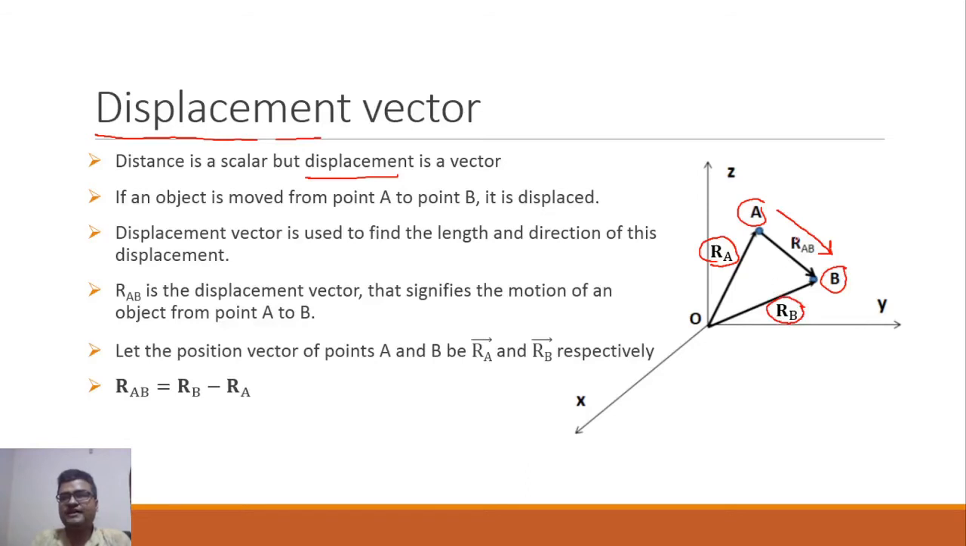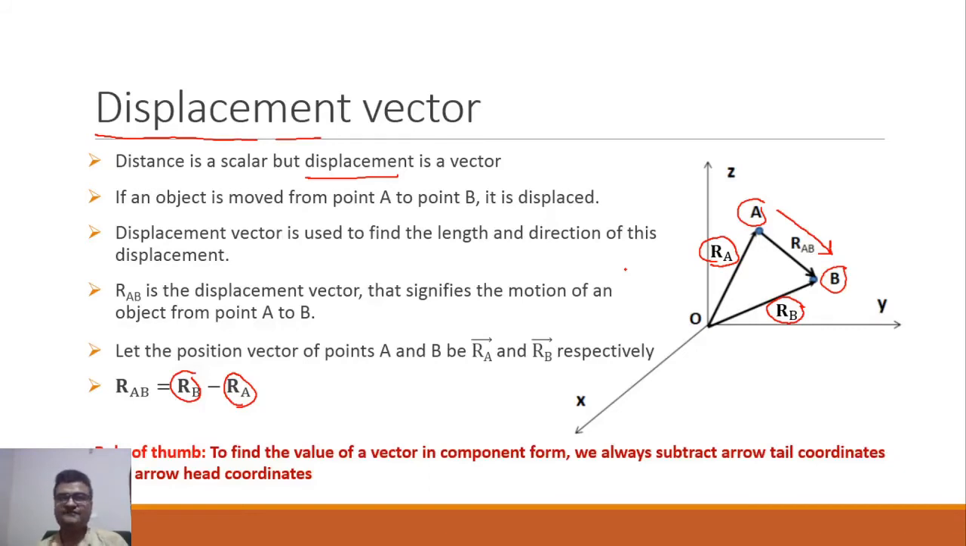So to find this new kind of vector, the displacement vector, we have to subtract the position vector RA from the position vector RB. So if we had the coordinates of B as, let's say, 1, 2, 3 and the coordinates of A as 5, 7, 8, we have to subtract their respective points: X subtracted by X, Y subtracted by Y and Z subtracted by Z.